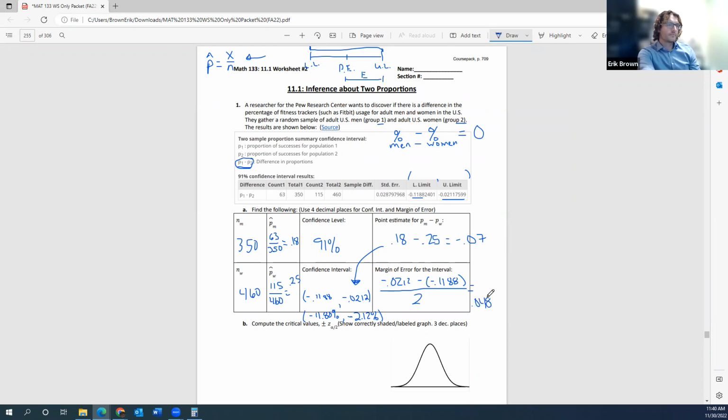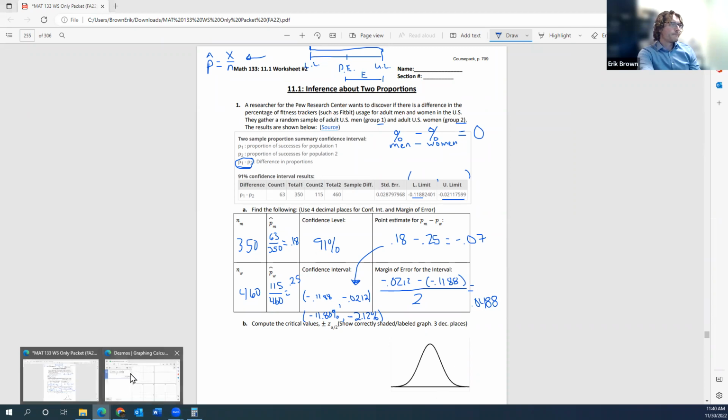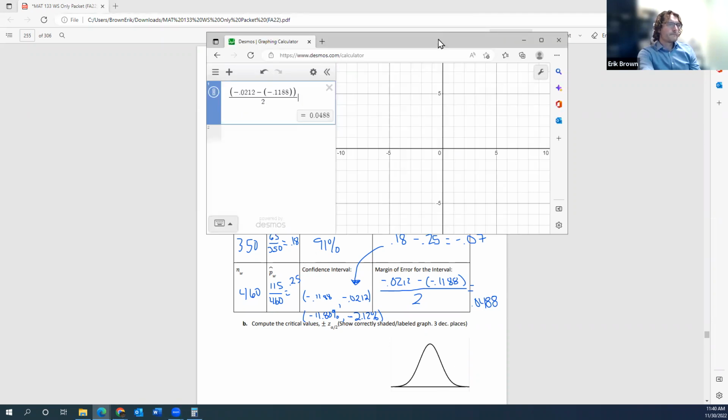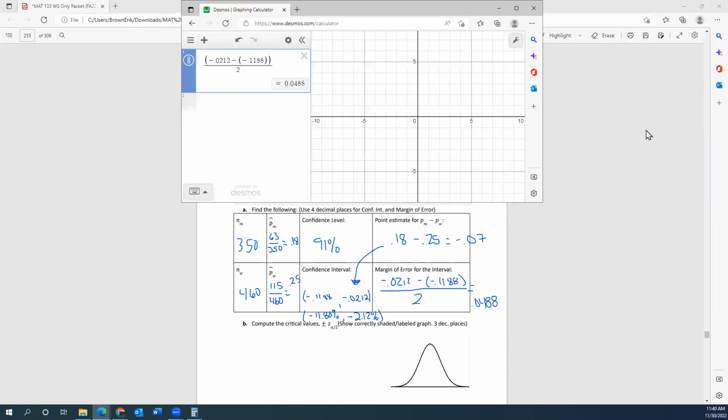How are we doing? So for the point estimate we add. Okay, got it. Because it's the average, it's the mean between. And then the bottom, subtract, got it.